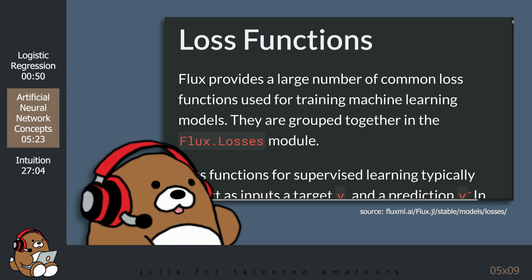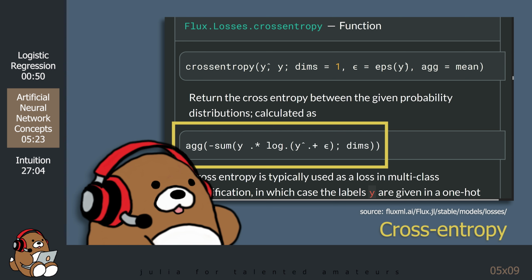The flux.jl documentation has a section dedicated to the different loss functions that it supports. In our model, we use the cross-entropy loss function, which is often used for multi-class classification problems. Similar to the way our cost function worked with logistic regression, the cross-entropy loss function rewards correct predictions and punishes incorrect predictions. So all your computer needs to do is to adjust the parameters until it finds a minimum value for this loss function.